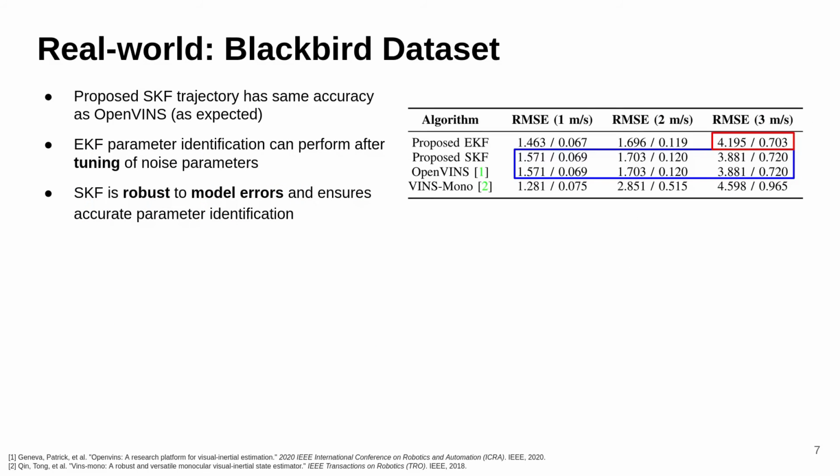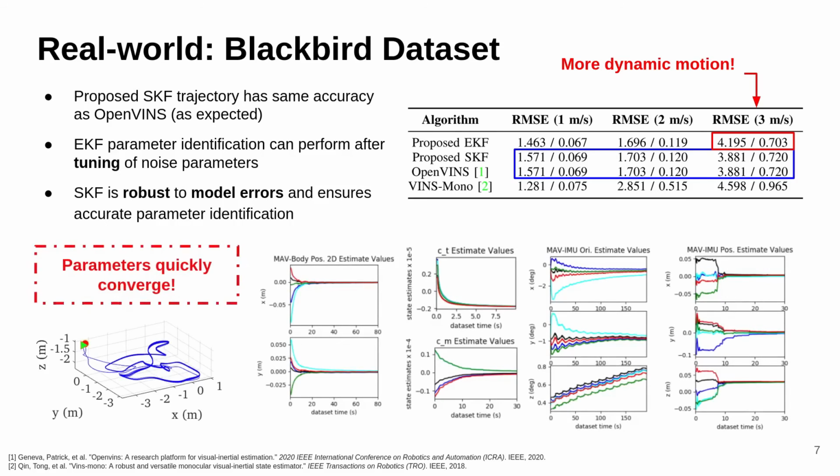We also evaluate the system on the real-world Blackbird dataset. As expected, SKF has the same performance as OpenVINS. The EKF-based estimator can work after noise parameter tuning. But when the motion is dynamic, the EKF hurts VIO, because the MAV dynamic model will be even worse under high dynamic conditions. The SKF formulation is more robust and ensures accurate parameter identification. Finally, the system parameters can converge quickly.